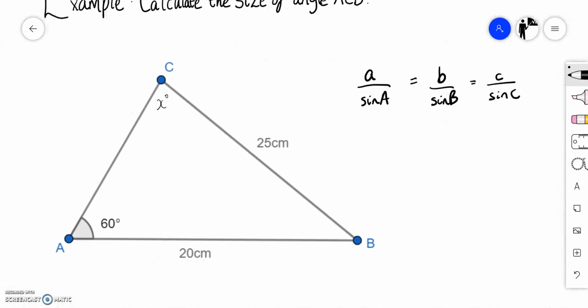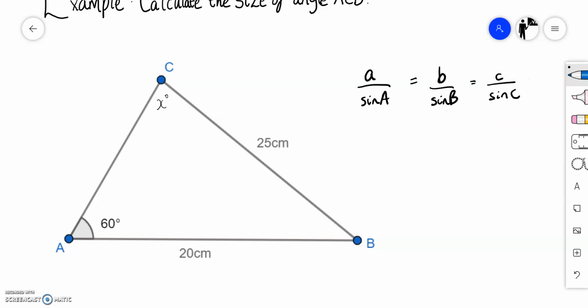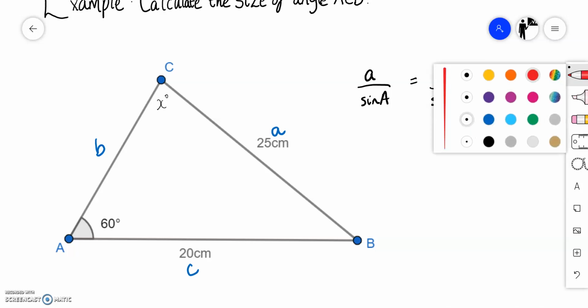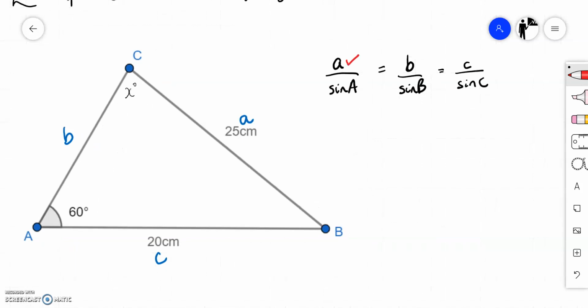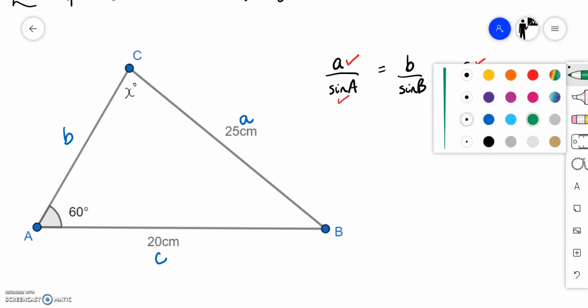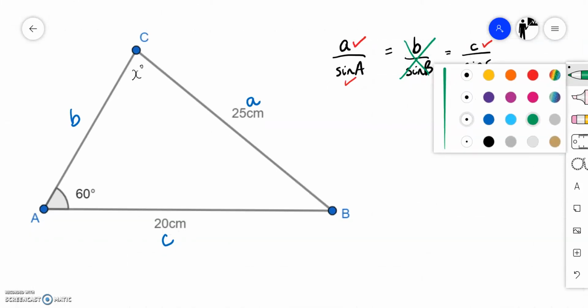So before we go ahead and start using this formula, we need to label the lengths of the sides. Across from angle A is side a. Across from angle B is side b. Across from angle C is side c. Once we've done that, we can tick what we know. We know side a, side c, we know angle A, and we want to work out angle C. We don't know anything about side b or angle B. So we can omit this and proceed with these other two.